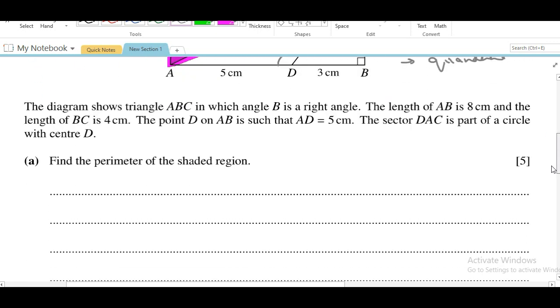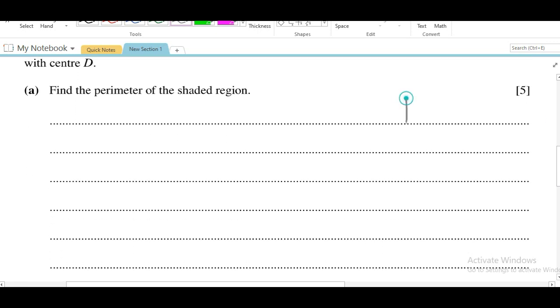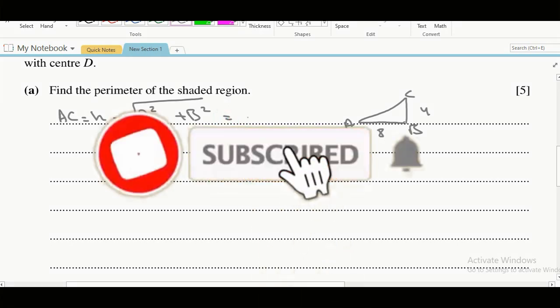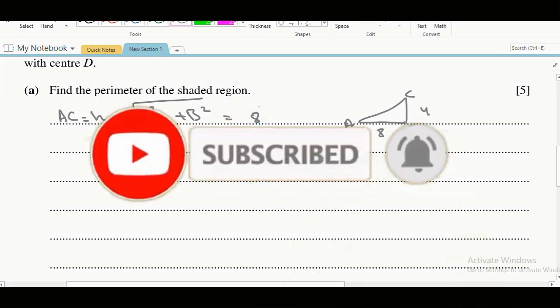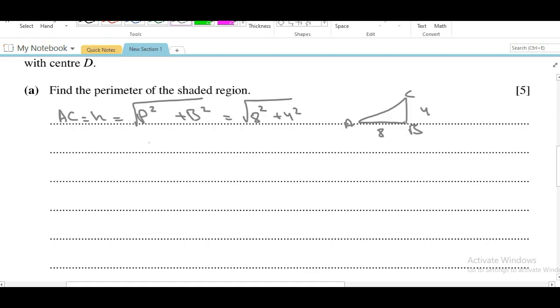In order to find the length AC, if I redraw my triangle, it would be something like that. So this length is 8, this length is 4. So AC is the hypotenuse, which equals the square root of perpendicular squared plus base squared. So we have perpendicular and base as 8 and 4 respectively. It would become square root of 64 plus 16, which is square root of 80.